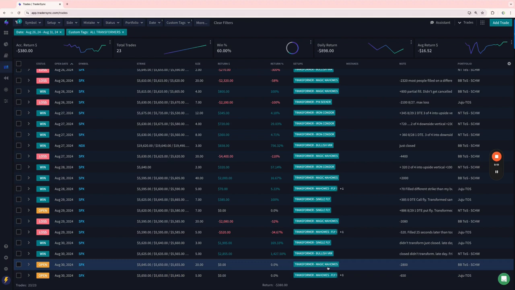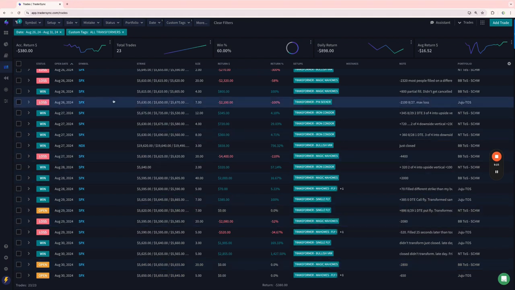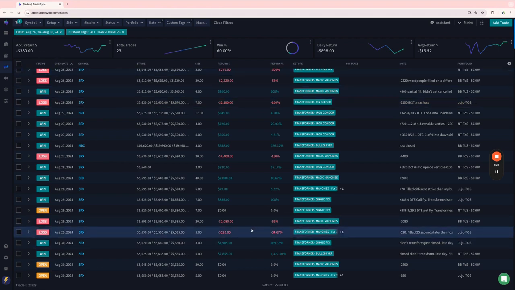Those have not settled yet. And actually this one plus 886. So it'll end up being about minus 3,000 for the week on those. So a little bit red on transformers. So that is it for the week.